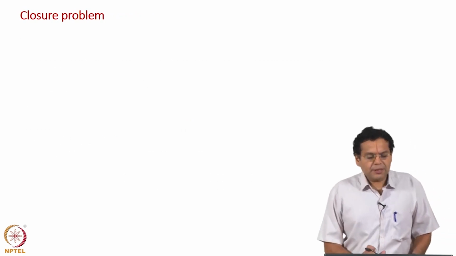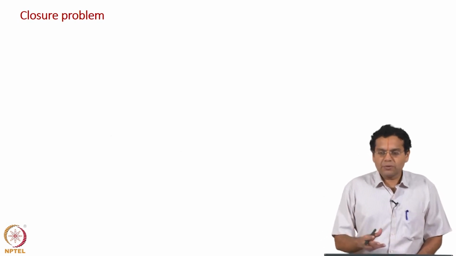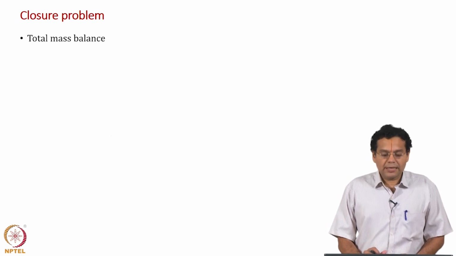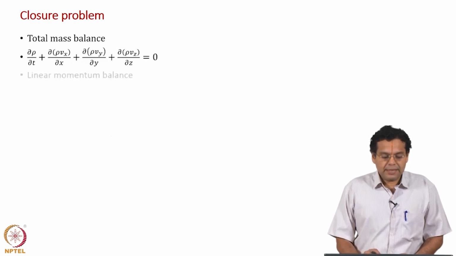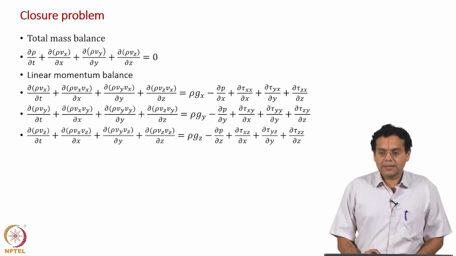The topic which I am going to discuss now is formally called the closure problem. We will understand why it is so as we go along. So, let us write down all the equations which are derived so far: the total mass balance, of course in differential form, and then the linear momentum balance. We have to write all 3 components, the x component, the y component and the z component.